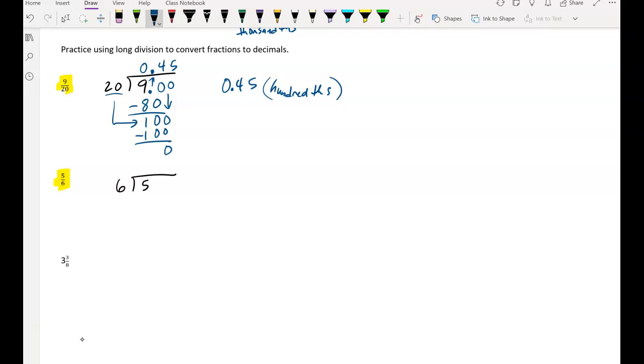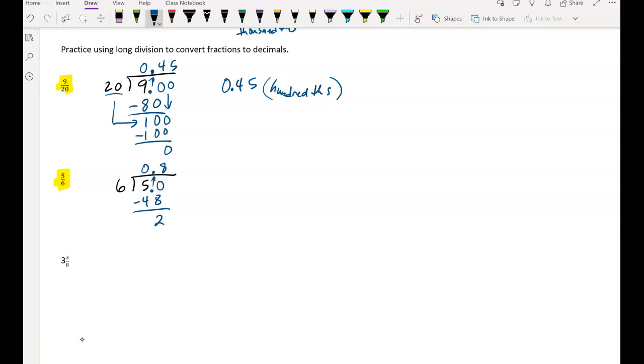Ask yourself, how many times will 6 go into 5? Well, it won't. It'll go in 0 times. So 0, decimal, add a 0 here, bring our decimal straight up there, and start dividing. Now, how many times will 6 go into 50? Yep, 8. 6 multiplied by 8 is 48. So I place that below the 50. I subtract 50 minus 48, and I get 2.